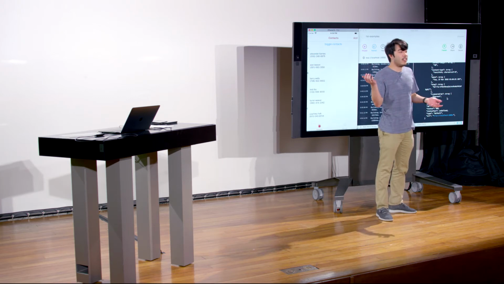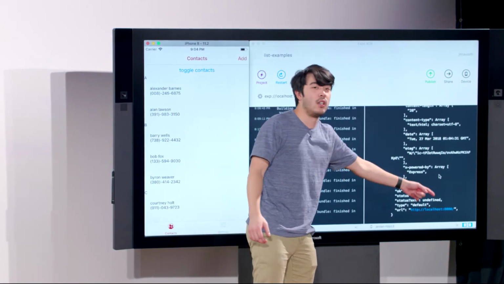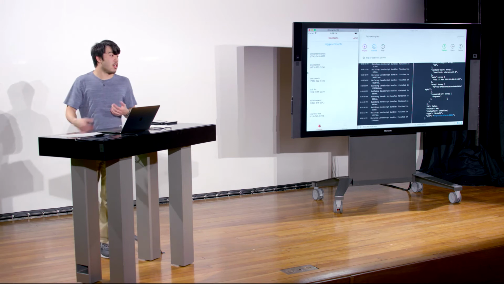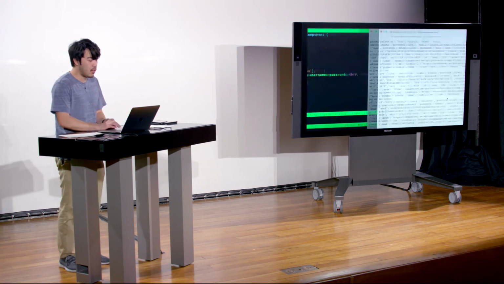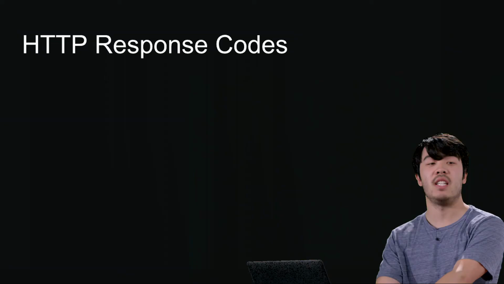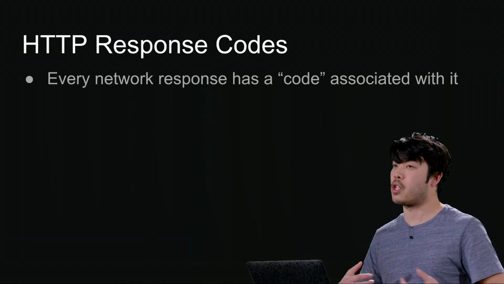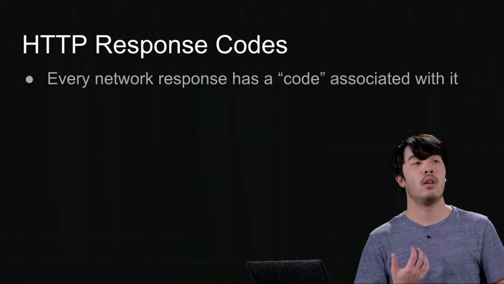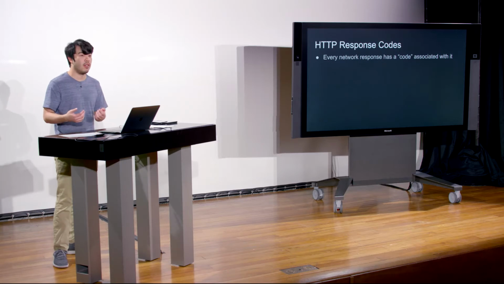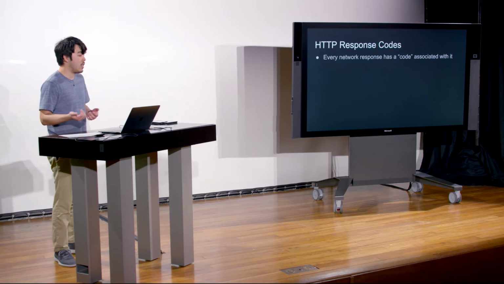Did it work? It's kind of hard to tell. All we're getting back is this thing, a number. And what the heck does that number mean? Well, it turns out that's not an arbitrary number. That number is actually part of a standard. It's an HTTP request code. So every single network response actually has a code associated with it. And these codes, they mean something. It tells you exactly whether or not this response or this request was successful.